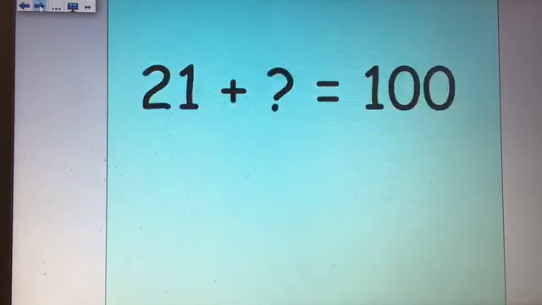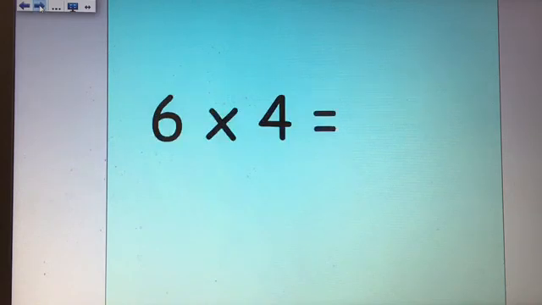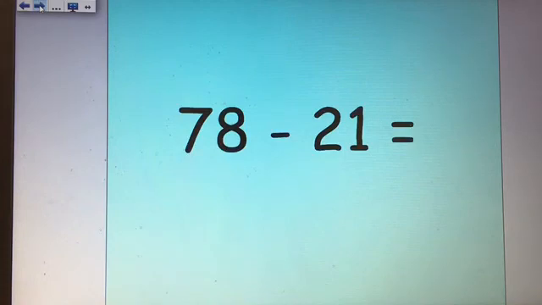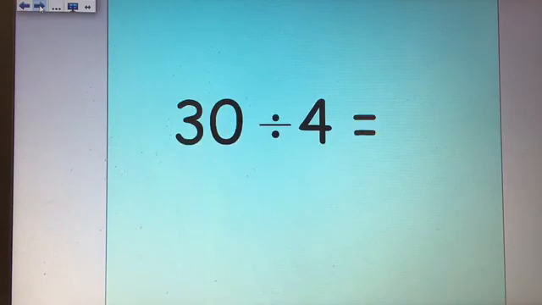Nine times 6, 54. 7 times 9, 63. 6 times 4, 24. 62 divided by 2 is 31. 78 subtract 21, 57. 30 divided by 4, 7.5. Remember, quick way to divide by 4, half and half again.